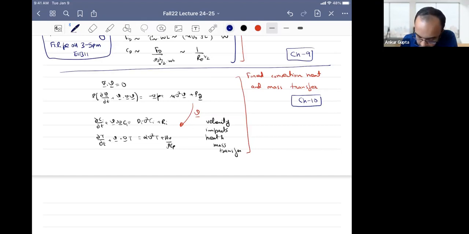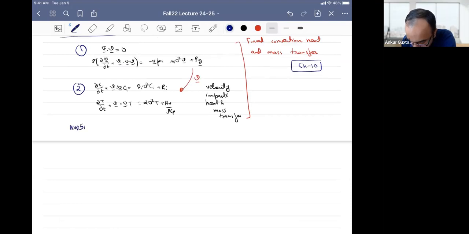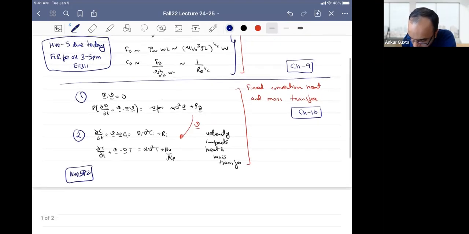So there are 2 steps in this problem. One is you calculate a velocity profile, based on any of your previous assumptions, like unidirectional flow, nearly unidirectional flow, creeping flows, boundary layer flows, and so on. And then you use that velocity and input it into the heat and mass transport equations. That is the way you can calculate the concentration and temperature. Homework 5 problem 2 focuses on this. Homework 5 problem 1 was on the flat plate problem, and homework 5 problem 2 was on forced convection heat and mass transfer.